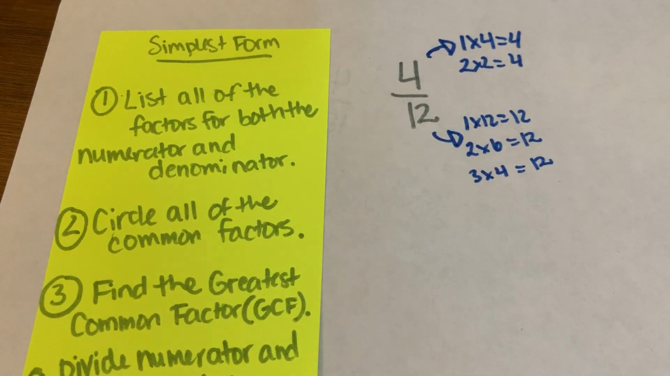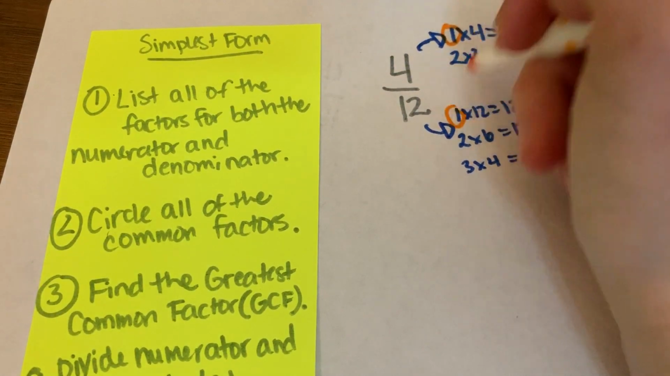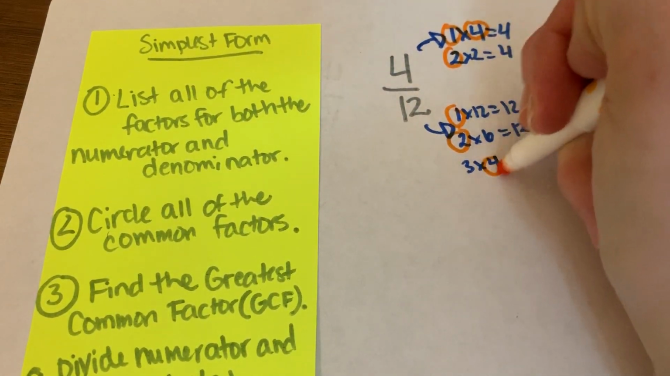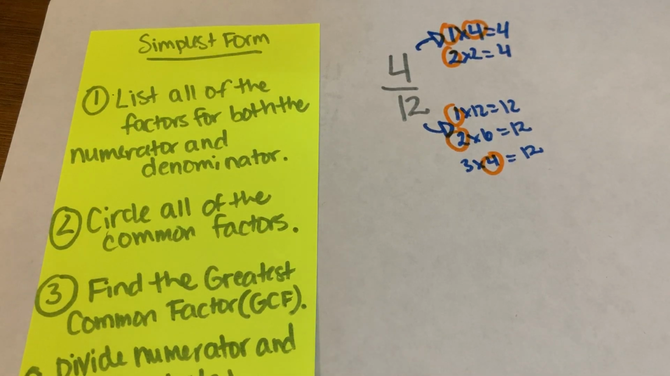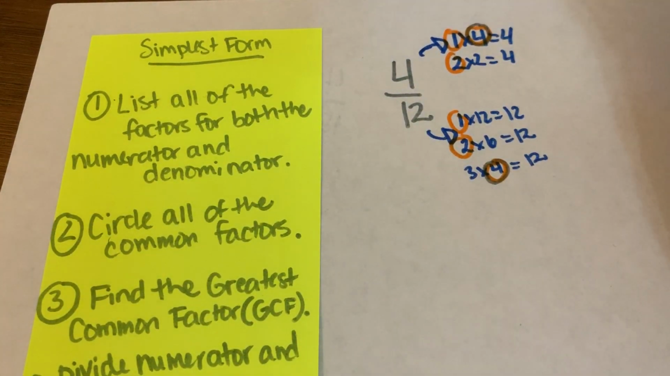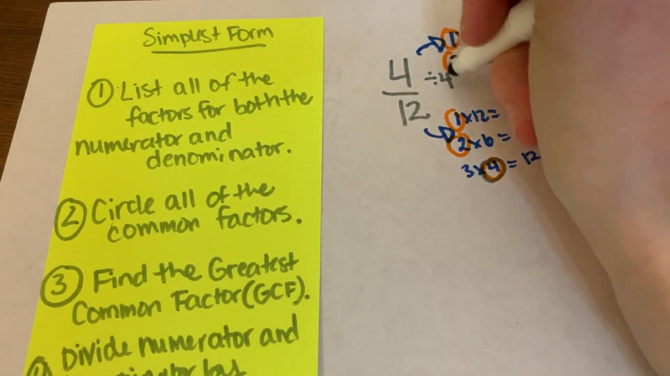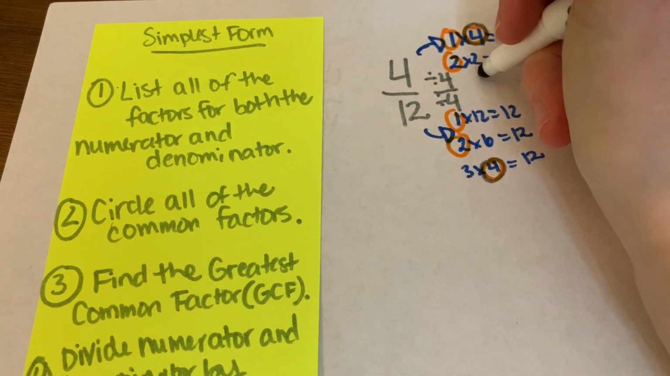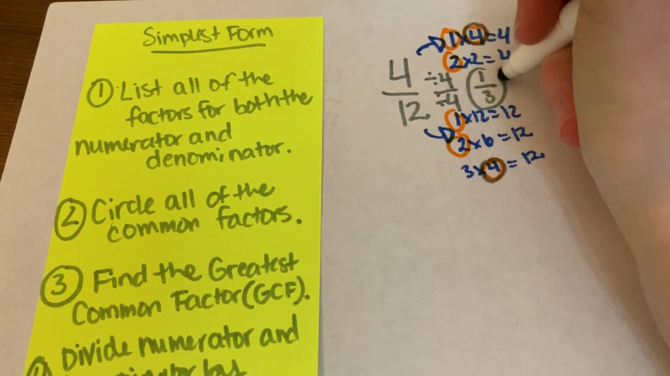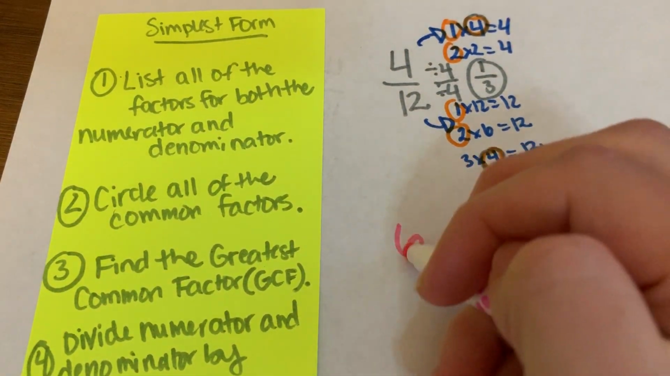All right. Next step. Circle all of the common factors. So that's the second step. 1, 1, 2, 2, 4, 4. All right, the next step is to find the GCF, or the greatest common factor, so the biggest number, 4. Okay, next step, divide the numerator and denominator by the GCF. So I'm going to divide by 4 on both the top and the bottom, and I'm going to end up with 1/3.